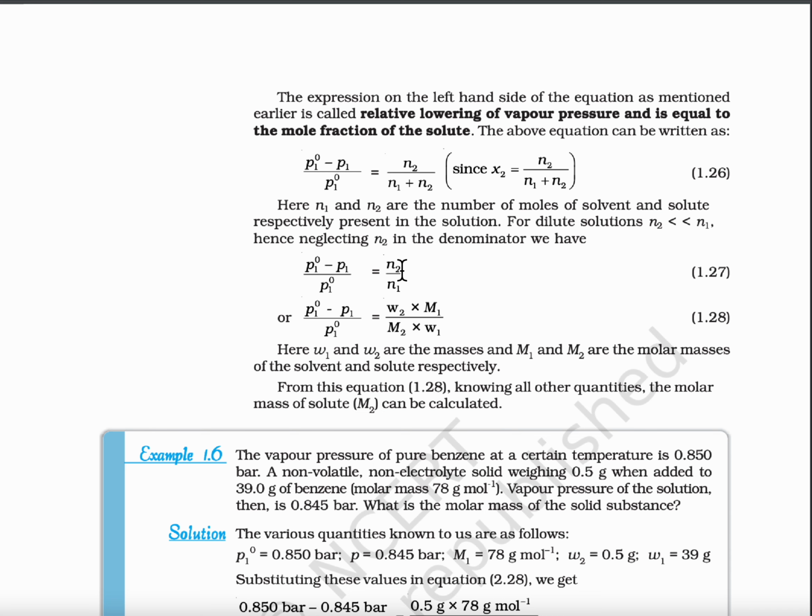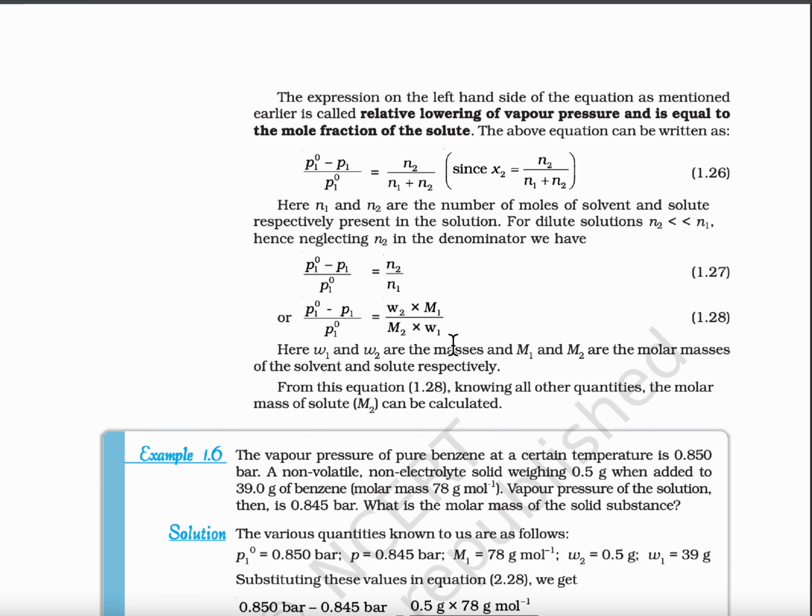Now expanding N2 and N1 itself, N2 is nothing but number of moles of solute. Number of moles of solute will be mass of solute, which is W2, or weight of solute W2, by molar mass of solute, that is capital M2. Now N1 is number of moles of solvent. Number of moles of solvent is nothing but weight of solvent W1 by the molar mass of the solvent M1. Now when there is W2 by M2 by W1 by M1, then W1 will go to the denominator and M1 will go to the numerator, forming this equation.